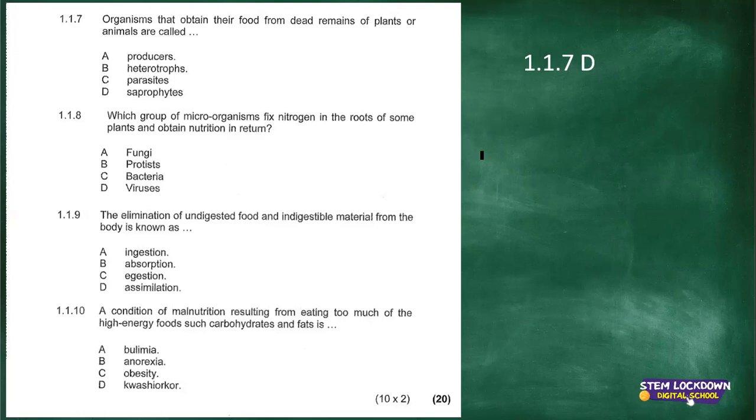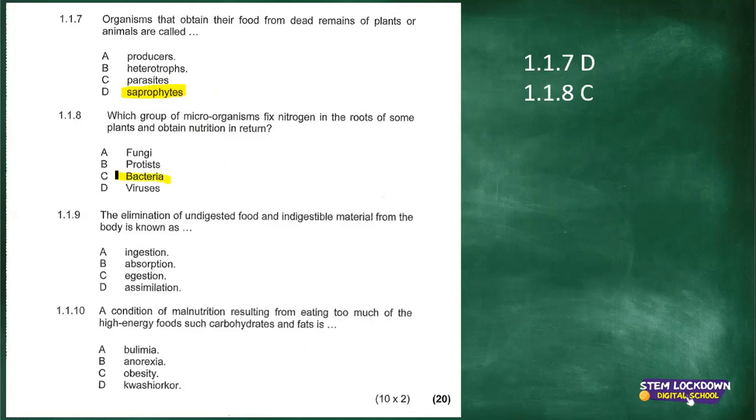And then question 8, which group of microorganisms fix nitrogen in the roots of some plants and obtain nutrition in return? Which organisms are those ones? Microorganisms that are fixing nitrogen in the roots of some plants, and then they also obtain nutrition in them. Yes, now we agree. It is C, bacteria.